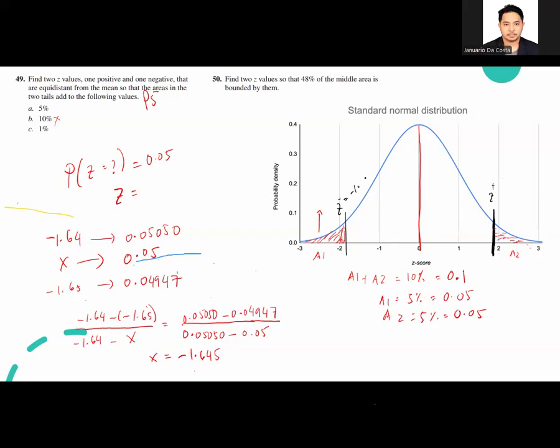So the z value that we don't know is equal to negative 1.645. The beautiful thing is that because they are equidistant, if the negative one is negative 1.645, the positive one is automatically 1.645. Just change the negative sign to positive. That's the beauty of equidistance. Understand?